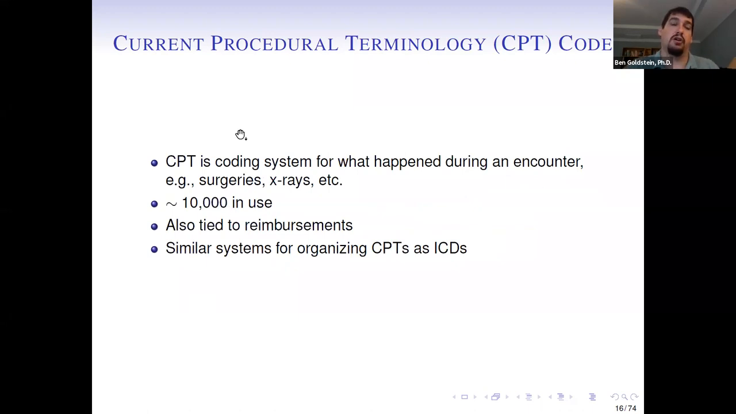ICD codes are diagnosis codes for what essentially we think is wrong with the patient. Then we also have what are called CPT codes, or Current Procedural Terminology codes, which really relate to what happened during the encounter. So this may include surgeries, x-rays, et cetera. There are about 10,000 in use. These are also tied to reimbursements. And again, there are similar systems for organizing CPTs as there are for ICDs.